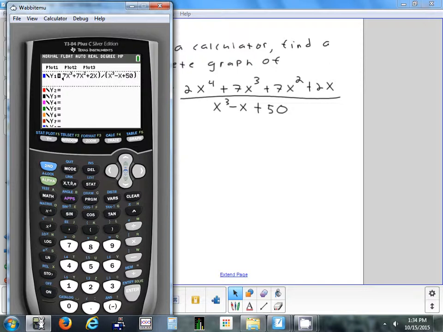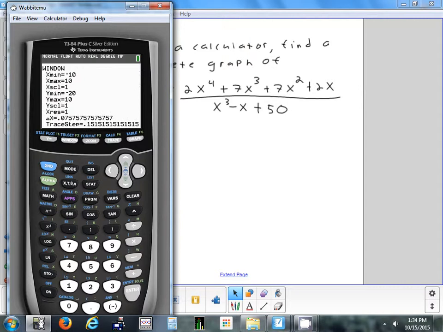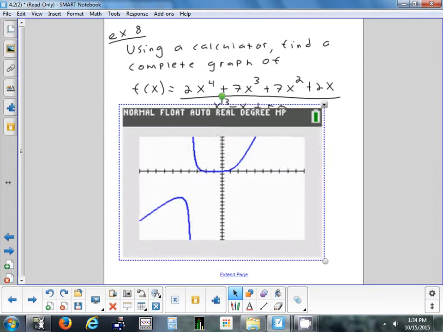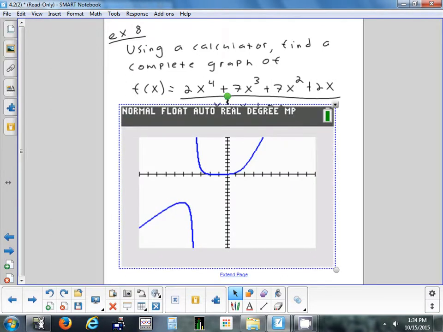So we'll try a standard window. Actually, no, I'm just going to leave my window the way it is. I'm just going to try that window. See if it works. Okay, there's my graph. Is there anything about that graph that we might want to look at a little closer? Yeah, there's this flat part, right in here. On that window, it looks very flat.